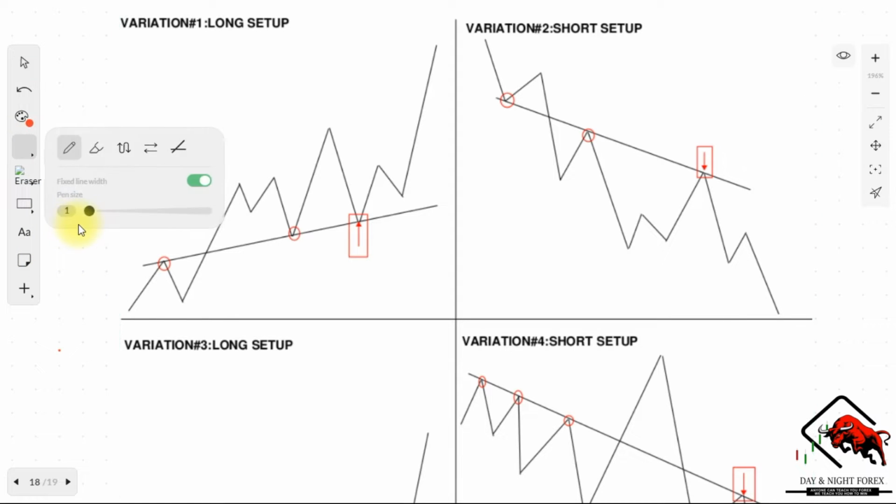As you can see with the first one right here, this is a long setup, meaning that we're buying here. The market is going up, we're buying. Remember, long just means you're buying, short means you're selling. It's not about holding the trade for a long time or anything.